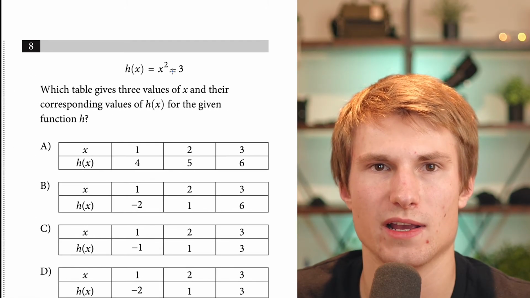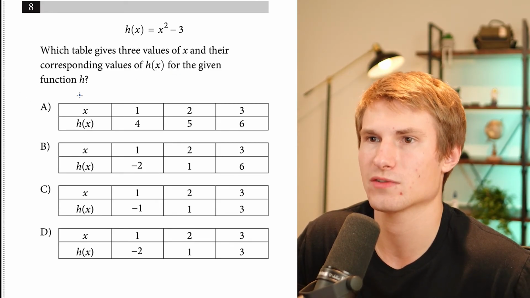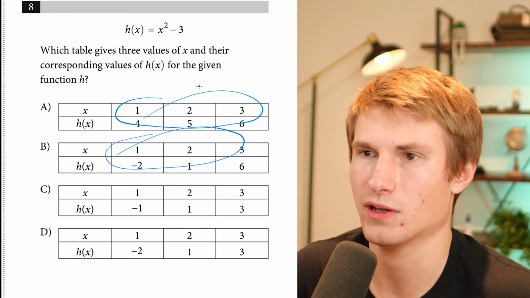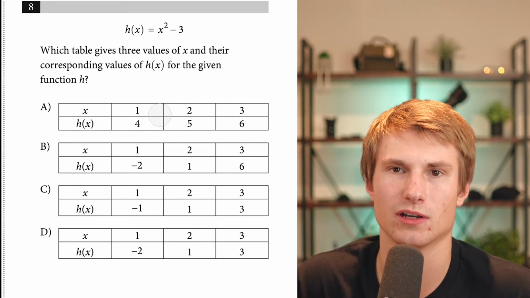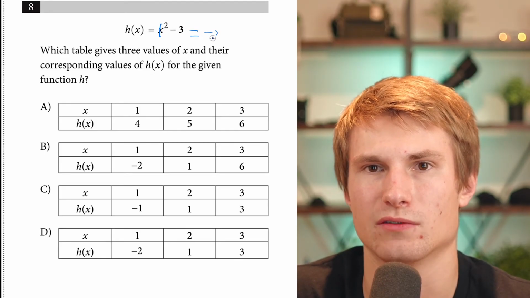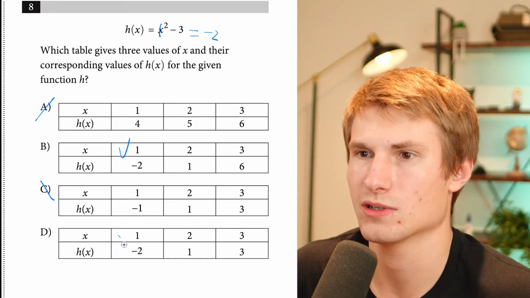And here's question number 8. We got h of x is equal to x squared minus 3. Which table gives 3 values of x and their corresponding values of h of x for the given function? Well, we've got 1, 2, 3, 1, 2, 3, and 1, 2, 3. Okay, so all of our x values are going to be the same. Let's go ahead and check what the value of 1 is. We put in 1, we're going to get 1 squared minus 3. 1 squared minus 3 will give us negative 2. So we can get rid of A. This one looks good. I'll put a check there. C we can get rid of. This one looks good. Put a check there.